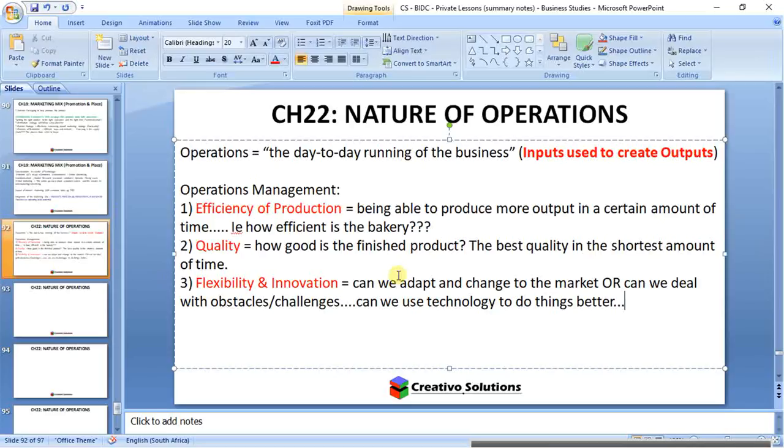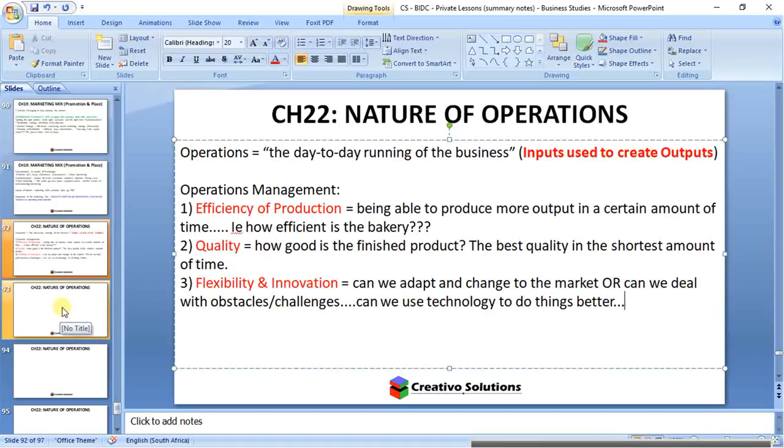Okay, so we've covered the first bit. The production or transformation process. In all businesses, at all stages of production, the production process is basically the same. Inputs need to be converted to outputs. This is a separate heading. So that's the first part.